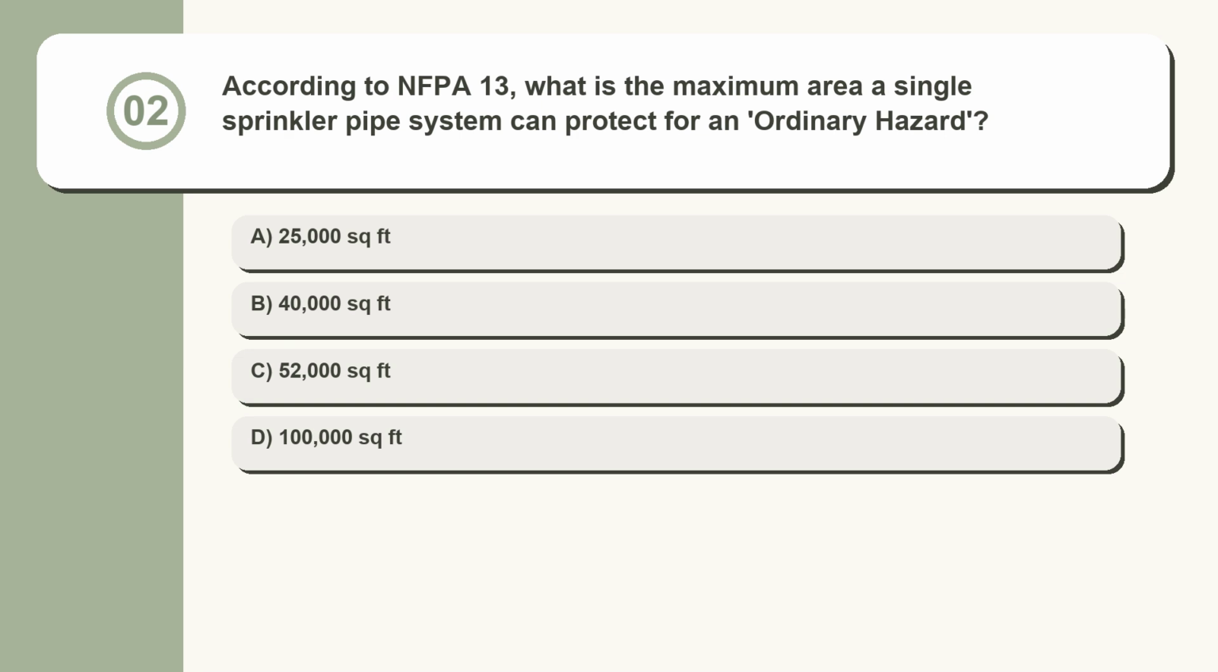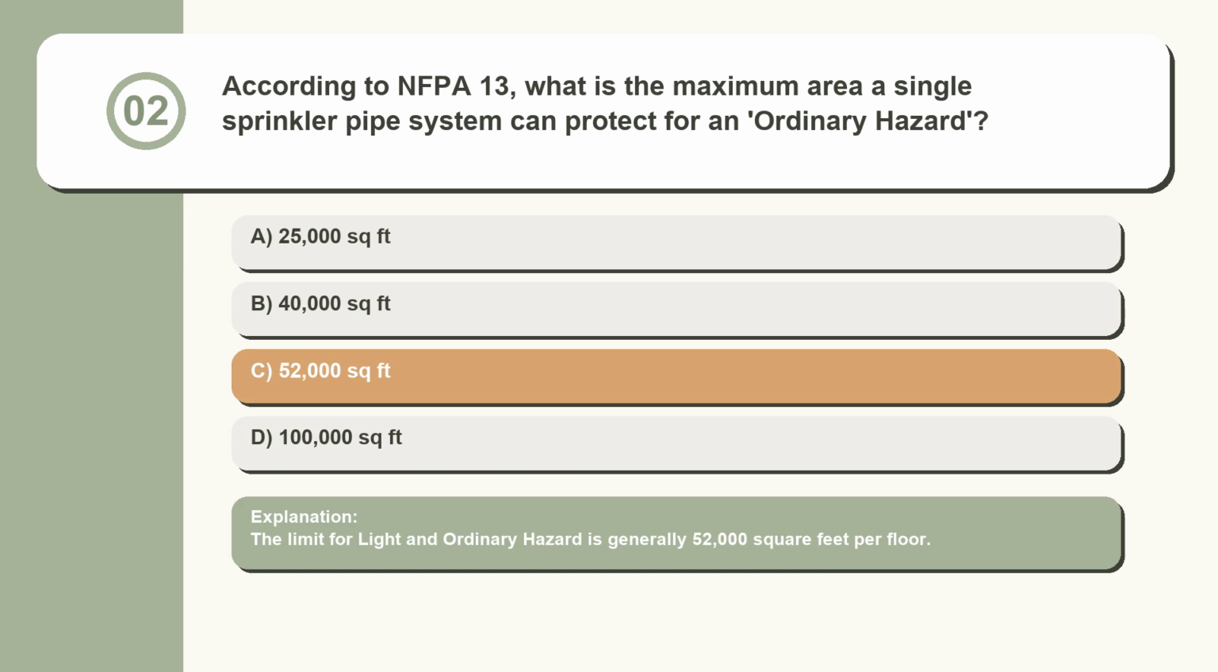Question 2. According to NFPA 13, what is the maximum area a single sprinkler pipe system can protect for an ordinary hazard? 25,000 square feet, 40,000 square feet, 52,000 square feet, 100,000 square feet. The limit for light and ordinary hazard is generally 52,000 square feet per floor.